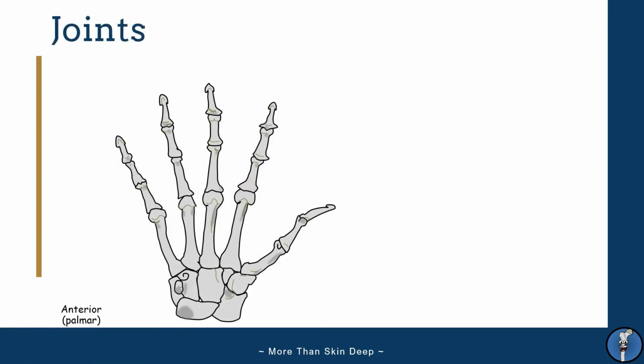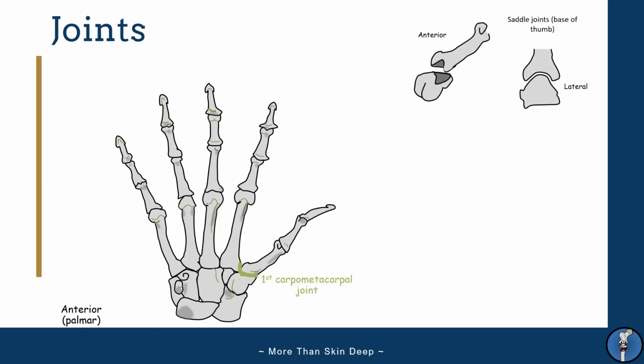The hand is a great example to look at the different joint types in the body, as we've got 4 different joint types within this one image. The first we'll look at is the saddle joint, in this case the base of thumb joint or the first carpal metacarpal. This acts similarly to a hinge joint in that it allows flexion and extension, but it also allows additional abduction and adduction, which is important for the complex movements the thumb has.